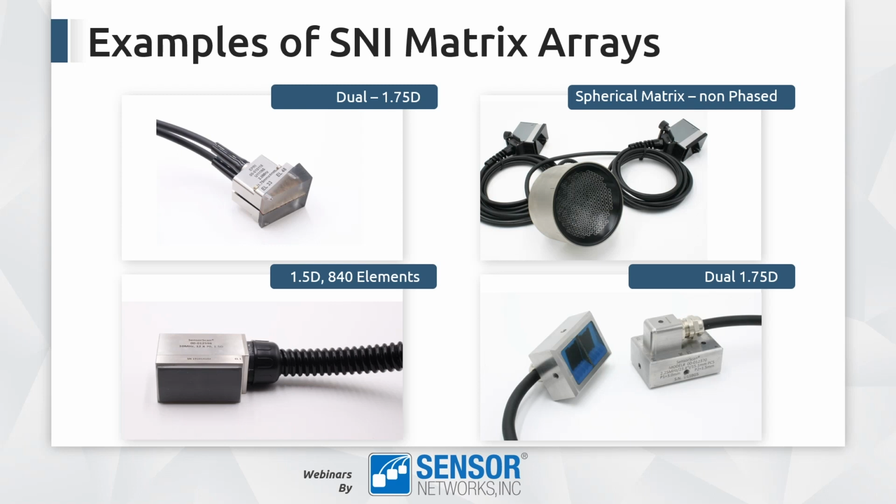Also, 2D arrays don't necessarily have to be phased arrays. So in the upper right, an example of a very high element count spherical shaped array. This was for composite characterization. Each of these elements are only working individually, but nonetheless, it's a matrix array, an example of the types of things that we do here at Sensor Networks.